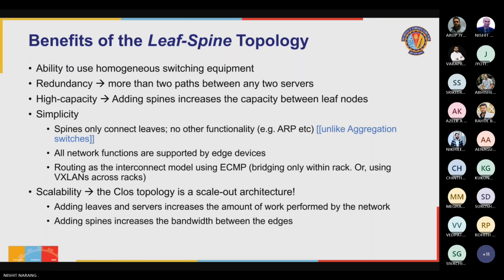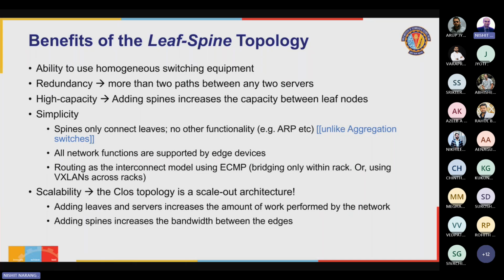We also saw that this is a scale-out architecture, because when you need more capacity or bandwidth in the backbone of the data center network, you can add more spine switches. By adding more spine switches, you get more bandwidth between the edges. Whereas if you need more computational power, you want the data center network to do more work, you add servers and leaf switches, which enable you to support higher computational power. So it's a scale-out architecture.